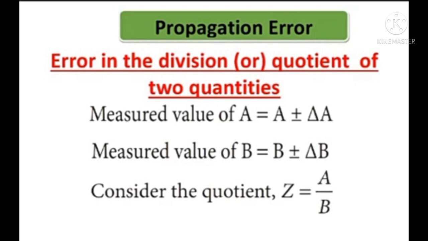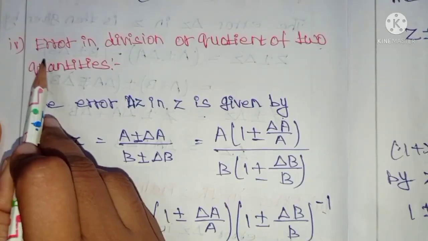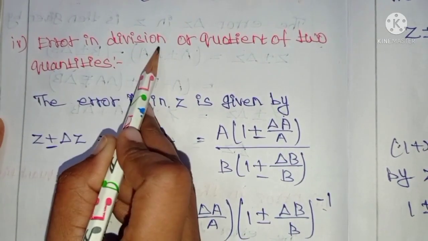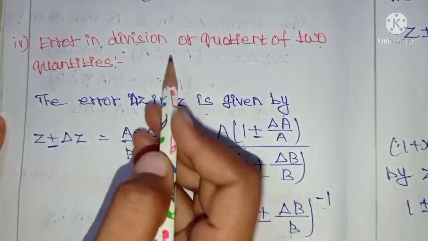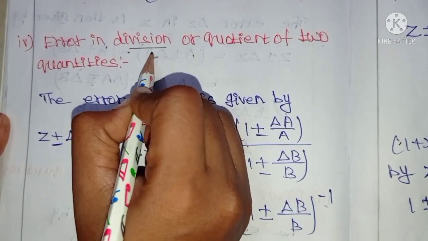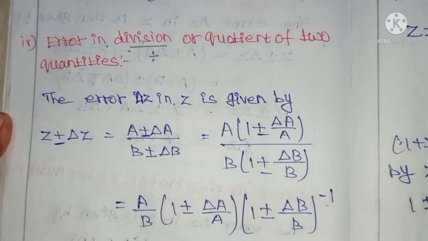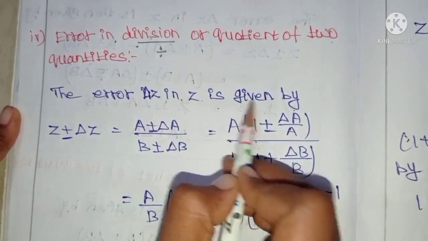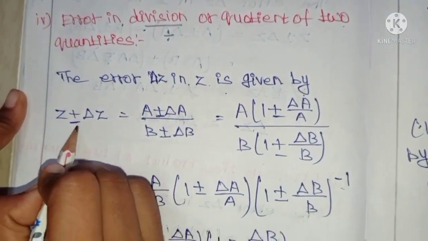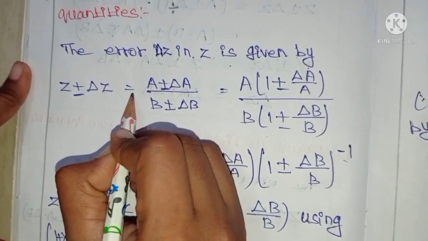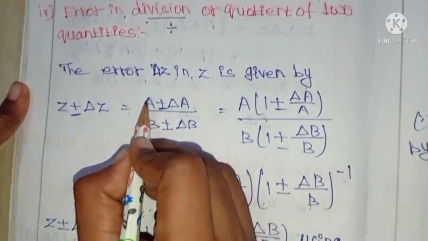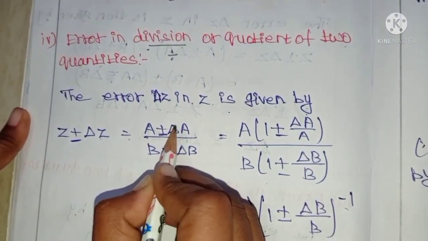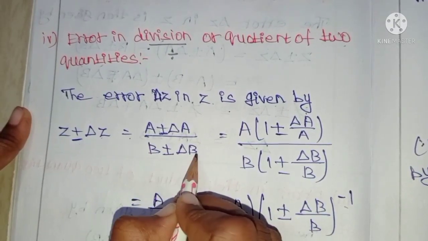So Z is considered as A by B. Derivation for error in division or quotient of two quantities. Here we are going to do division in this derivation. The error del Z in Z is given by Z plus or minus del Z equal to, since it is the divided form, A plus or minus del A by B plus or minus del B.